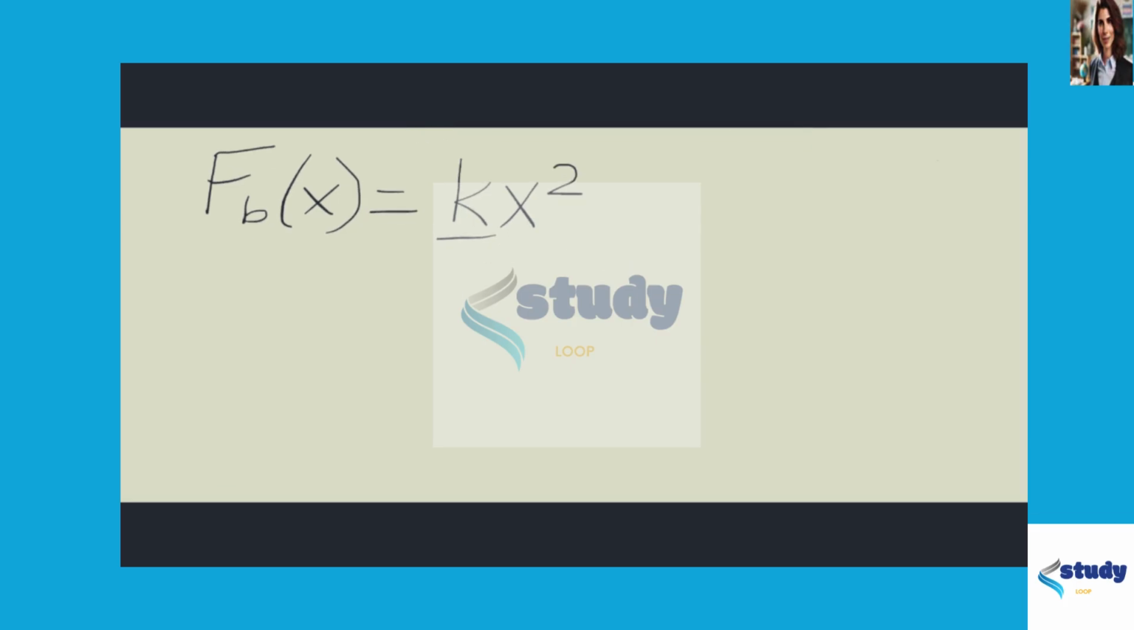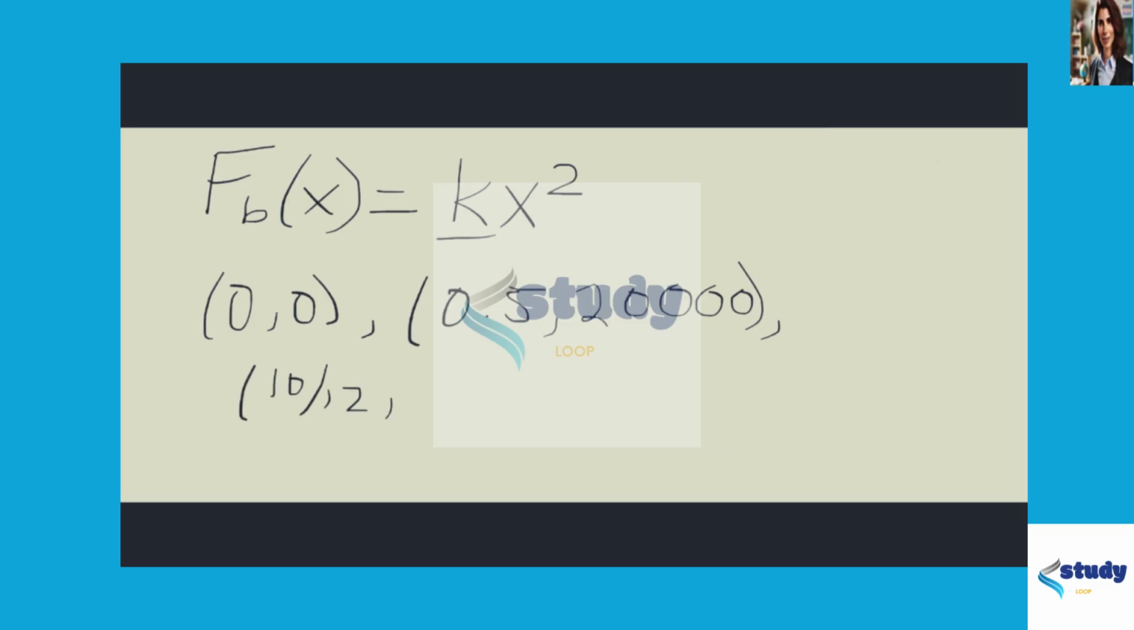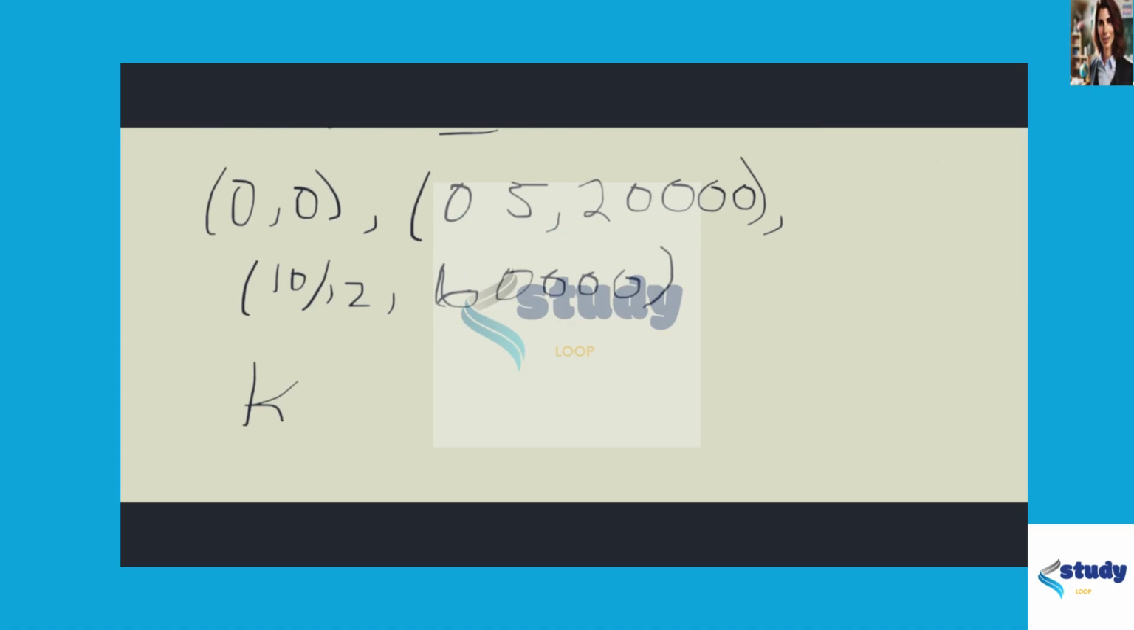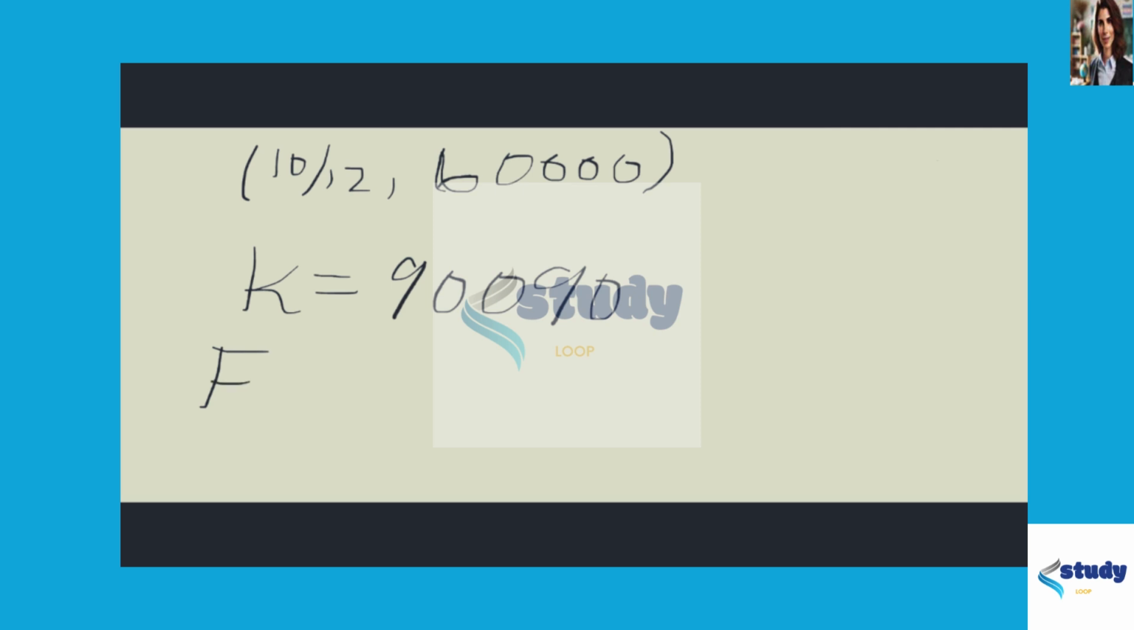What I did was plug in the points 0, 0, then 0.5. Remember, all these are in terms of feet, so 6 inches, 20,000 pounds. And then the point 10 over 12, which was approximately 60,000 pounds. And this gave a k equal to 90,090. Obviously this is approximate, so the force is equal to 90,000 times x squared, and this is for B.